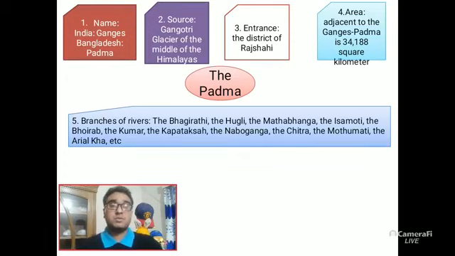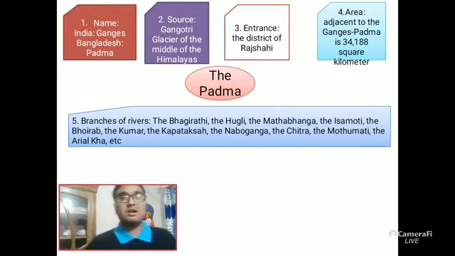So the branches of the river Padma are the Buriganga, the Hooghly, the Mathabanga, the Ichamati, the Bhairab, the Kumar, the Kapatakha, the Navaganga, the Chitra, the Madhumati, the Atrai, Arialkha, etc. Okay.